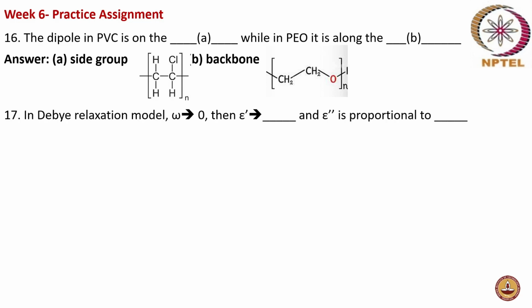Now next question. In the Debye relaxation model, the angular frequency tends to 0. That means the dielectric permittivity tends to dash, and the dielectric loss epsilon double prime is proportional to dash. What happens in the case of a Debye relaxation model when the angular frequency tends to 0?